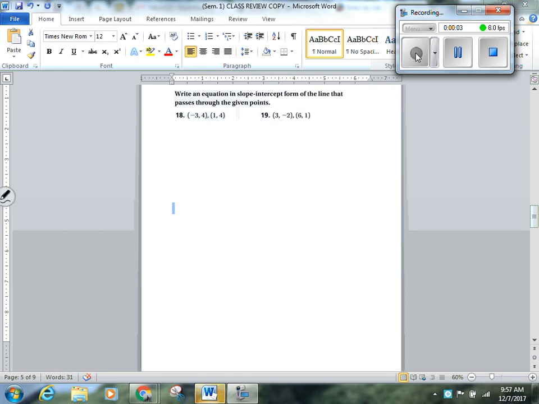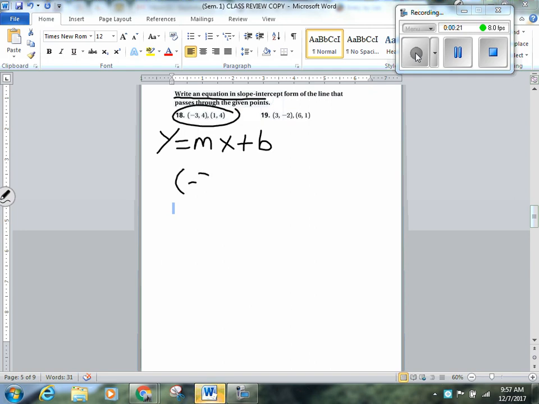Next question, write the equation in slope-intercept form. The equation that we're going to use is y equals mx plus b. In order to do this question, I need to find the slope. So I'm going to take these numbers, -3, 4, and 1, 4, and find the slope. Again, just like we did in the other problems, subtract the top numbers and the bottom numbers.